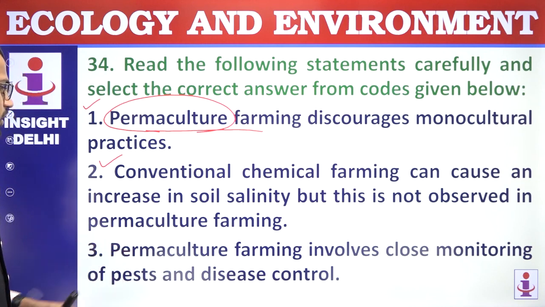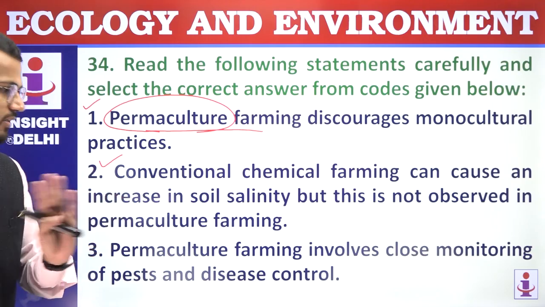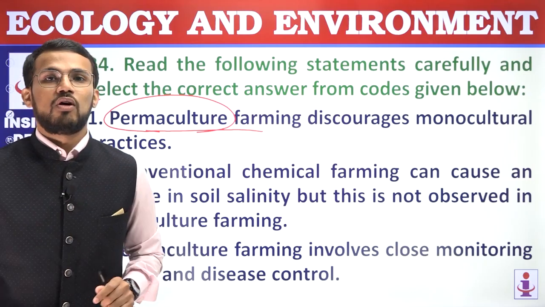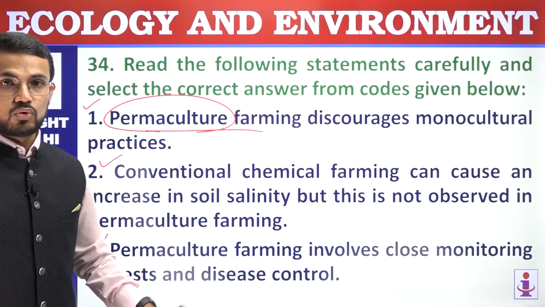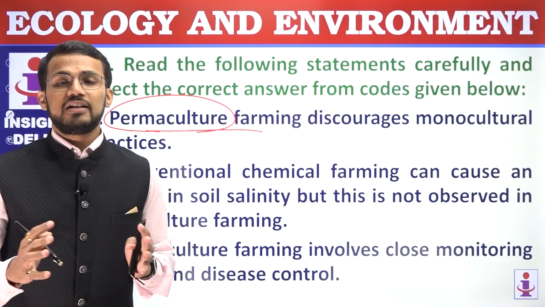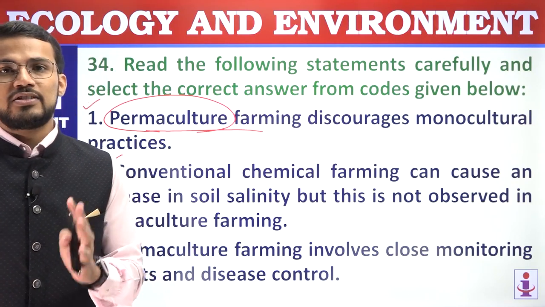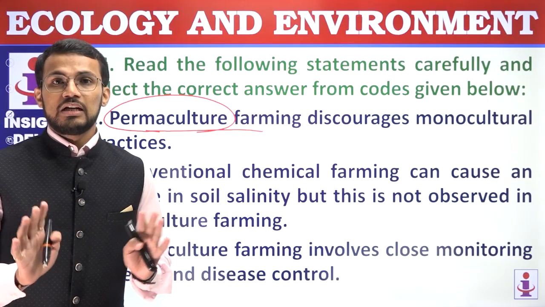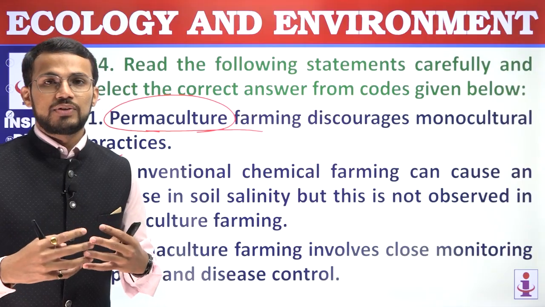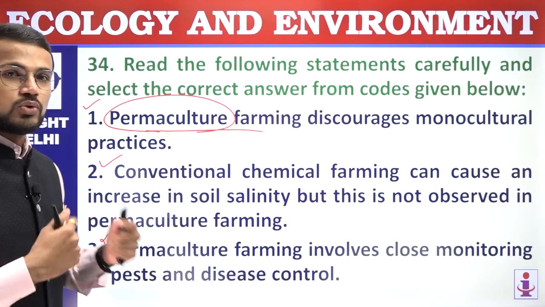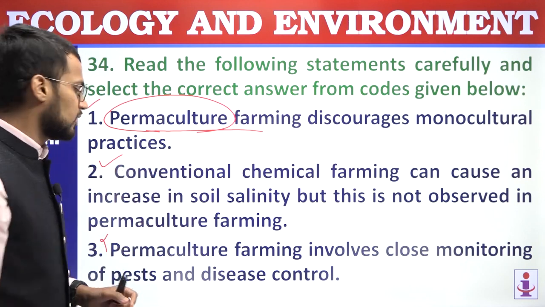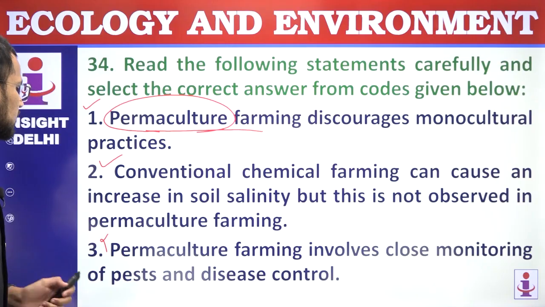Third, permaculture farming involves close monitoring of pest and disease control. No, in permaculture farming, there is no close monitoring of pest and disease control. Instead, there is integrated use of pest and disease control. Integrated pest and disease control is used, not controlling them. Instead of that, using them in an integrated manner, that means as it is, right? There will not be any kind of intervention. So the third is an incorrect statement.